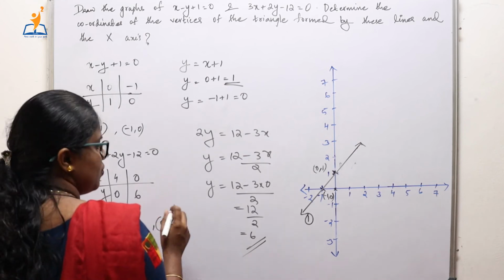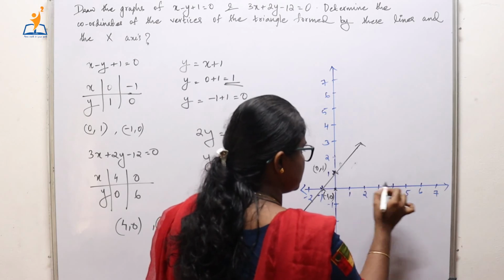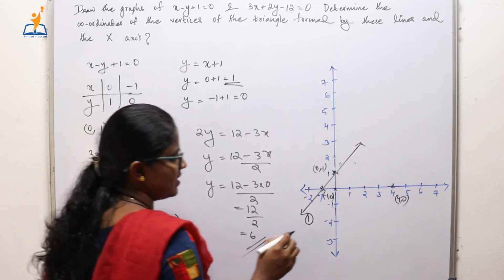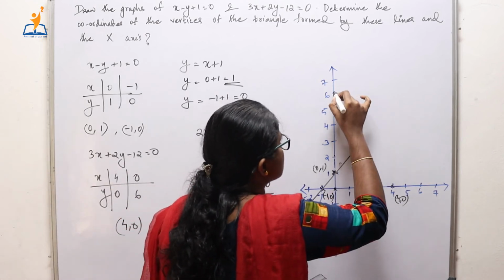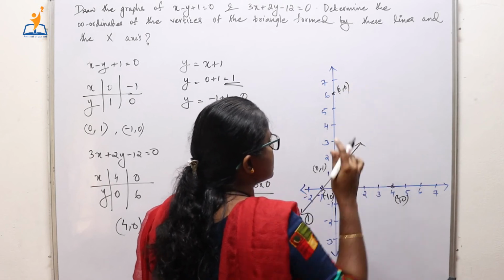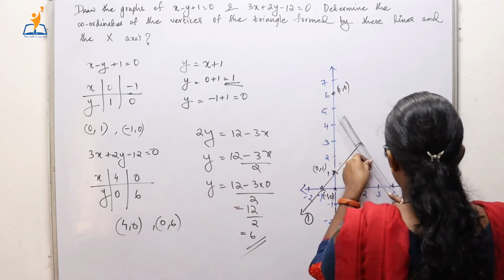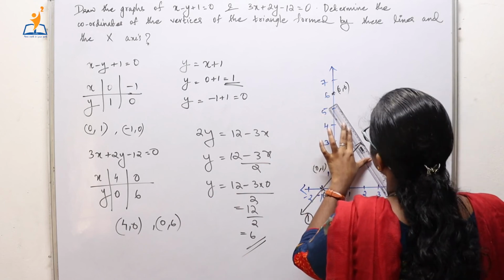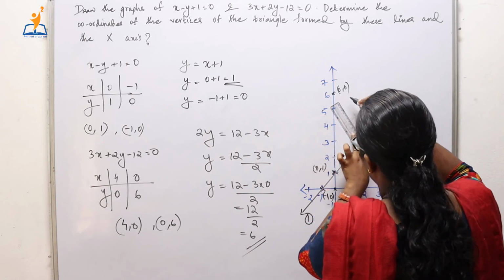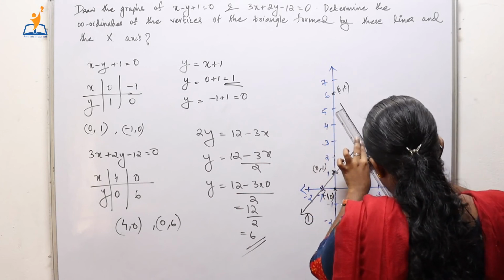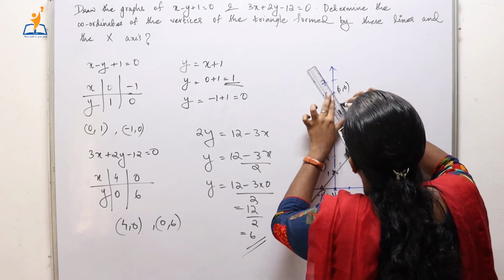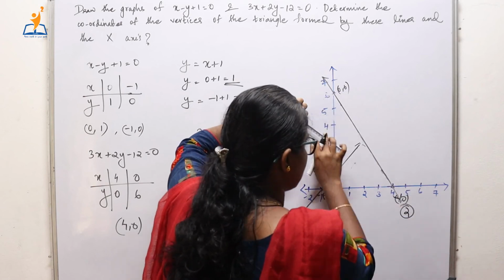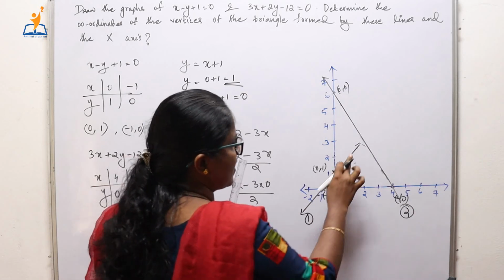Now we can plot that (4, 0). This is 4 and this is 0. So this is the point (4, 0). Now we want to plot (0, 6). This is 0 and this is 6. So this is the point (0, 6). So the line joining these 2 points will be the graphical representation of this line. So we can join these 2 points like this. This is the line representing our equation number 2 and this is the line representing our equation number 1.